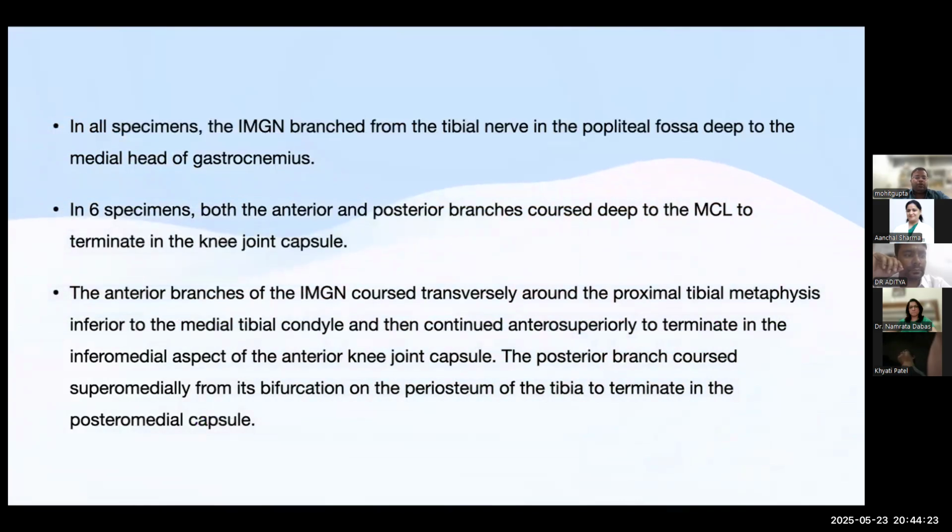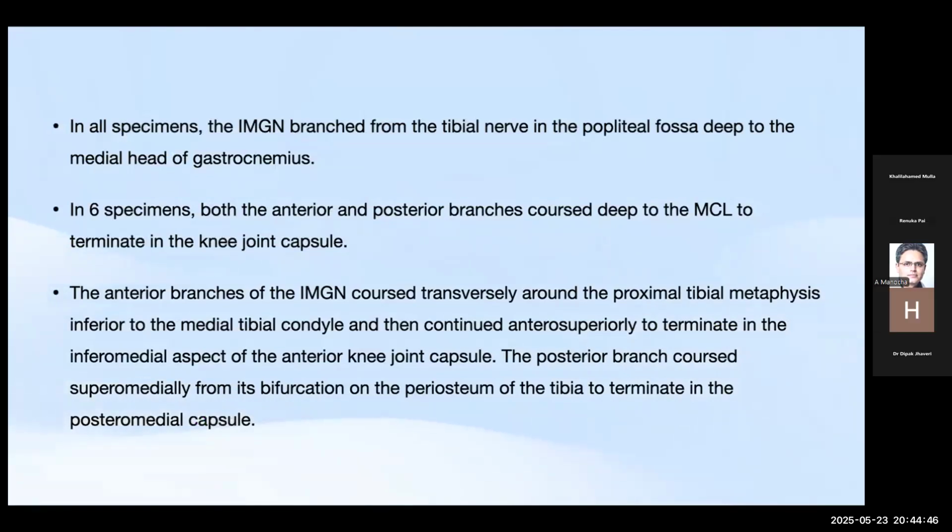The anterior branches of the inferomedial genicular nerve course transversely around the proximal tibial metaphysis, inferior to the medial tibial condyle, and then continue anterosuperiorly to terminate in the inferomedial aspect of the anterior knee joint capsule. The posterior branch goes superomedially from its bifurcation on the periosteum of the tibia to terminate in the posteromedial capsule.